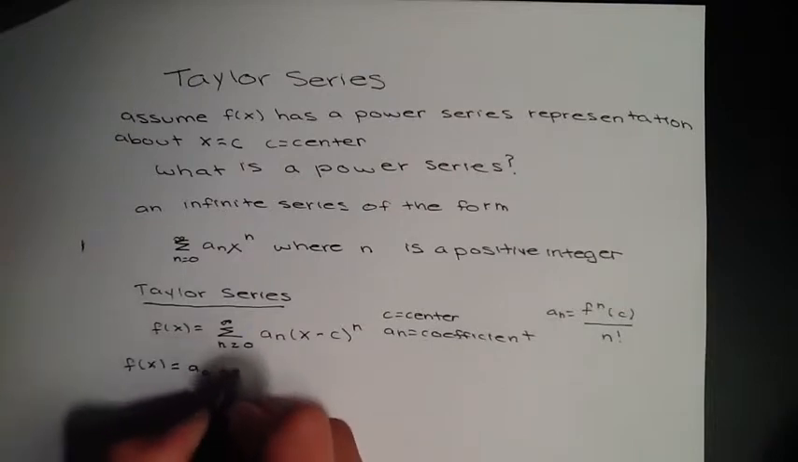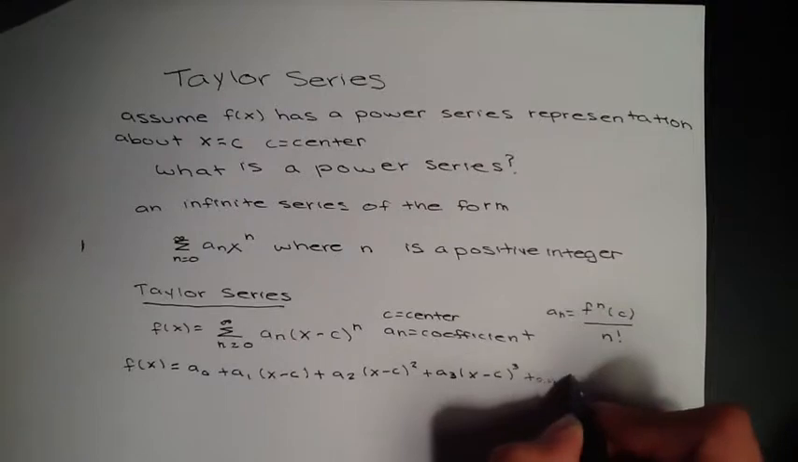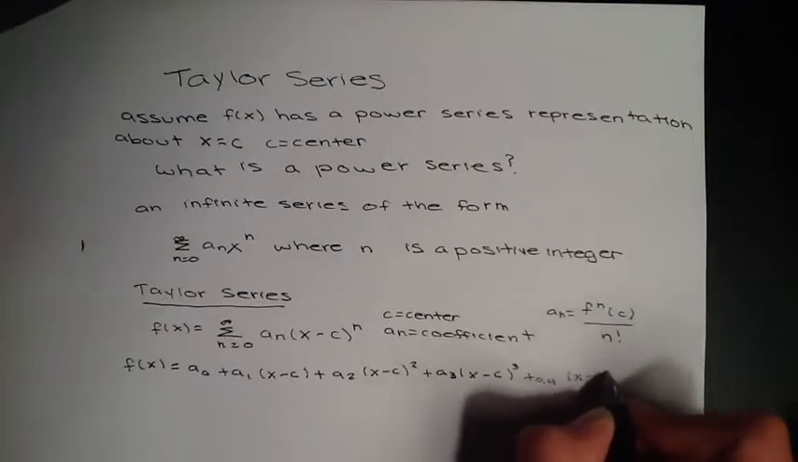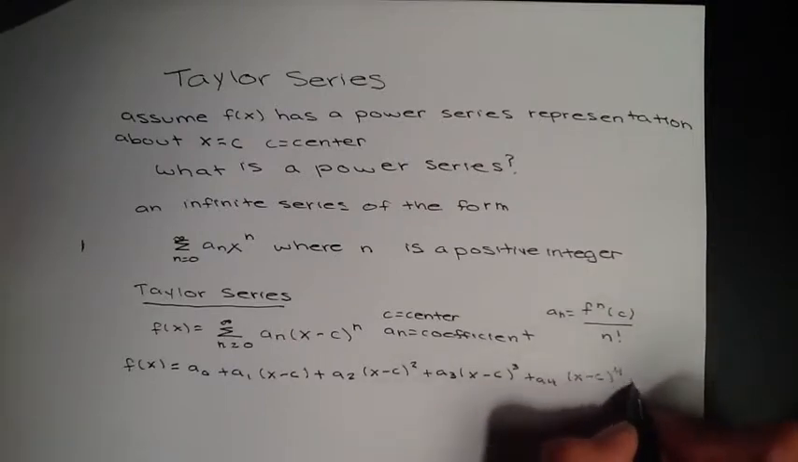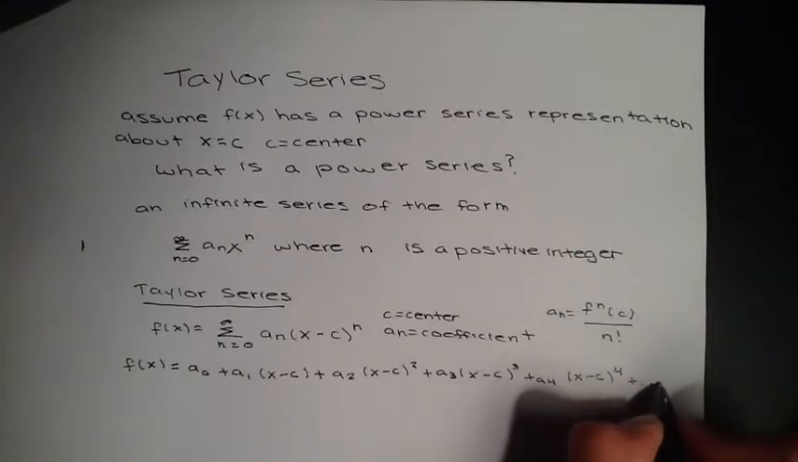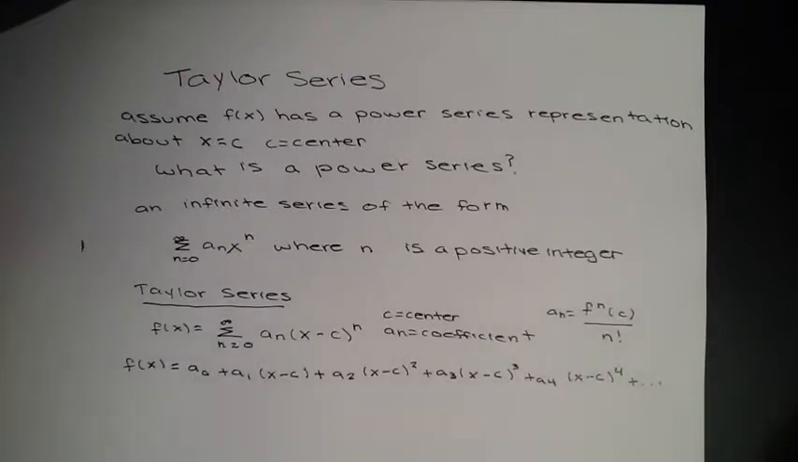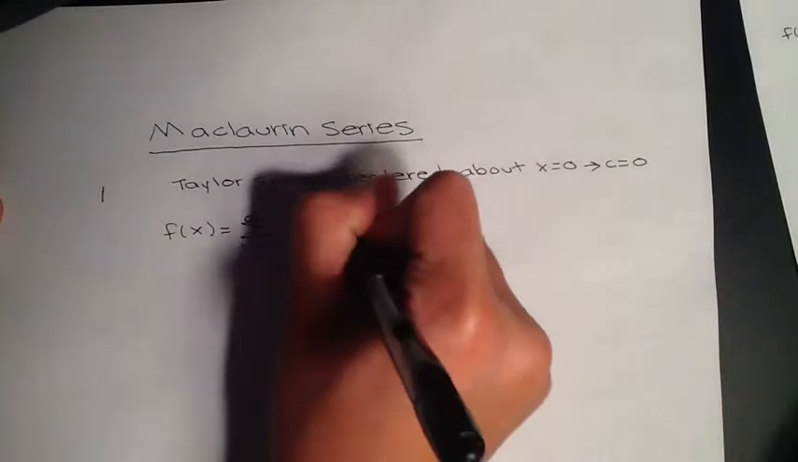F of x is represented by a sub 0 plus a sub 1 times x minus c plus a sub 2 times x minus c squared plus a sub 3 times x minus c cubed plus a sub 4 times x minus c to the fourth, and so on.